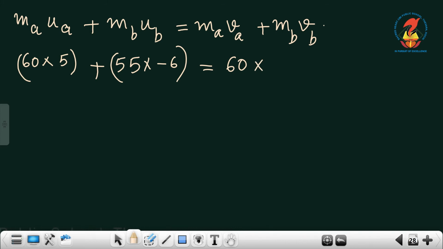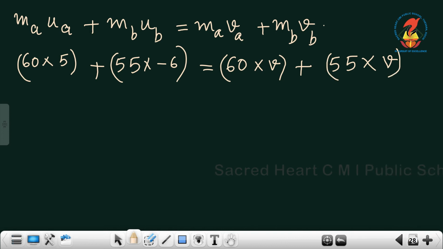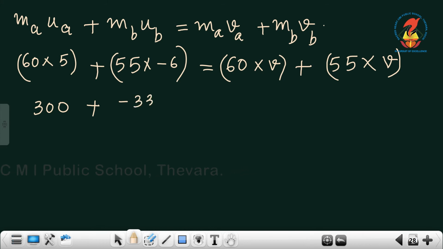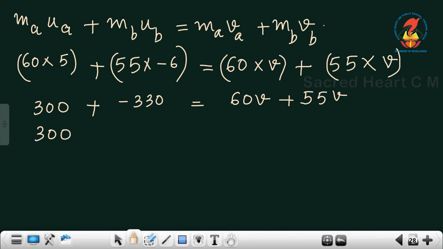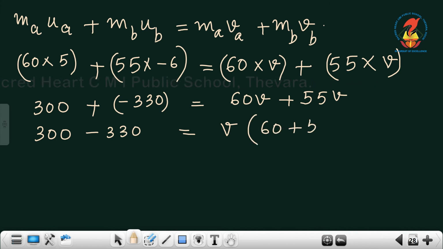After collision, both the players are moving with velocity V. So, instead of VA, let us substitute V, plus MB is 55. Again, after collision, they become entangled and they move with the same velocity V. So, VB is also equal to V. Now, 60 into 5, that is 300, plus 55 into minus 6, it is minus 330, is equal to 60V plus 55V. 300 plus minus 330, equal to, in both the terms we have V common. Let us take it outside, so it becomes V into 60 plus 55.